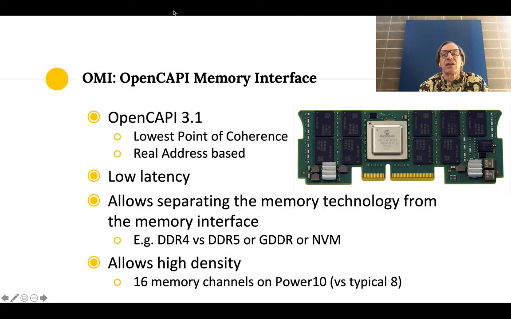And what you see here is an OpenCAPI memory interface based DRAM DIMM module, which is actually the memory on the Power 10 system. The high data rate per pin allows the Power 10 processor to support 16 DRAM memory channels, compared to the typical 6 to 8 channels in other server processors.